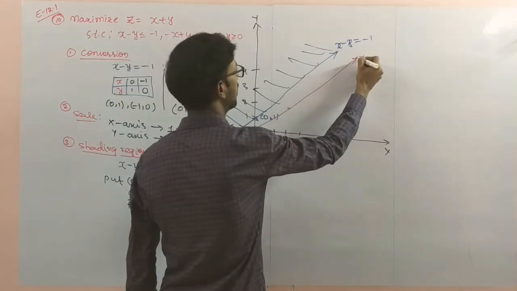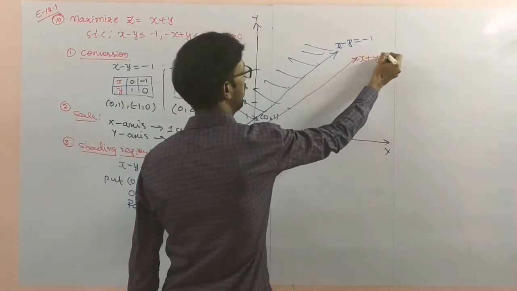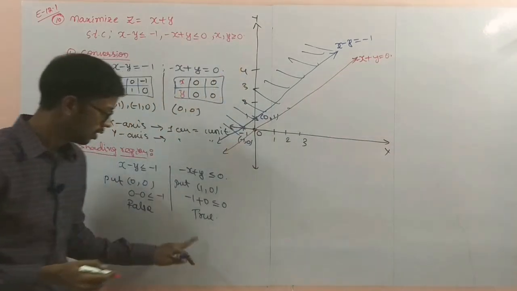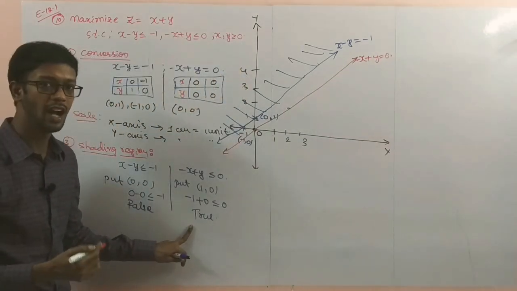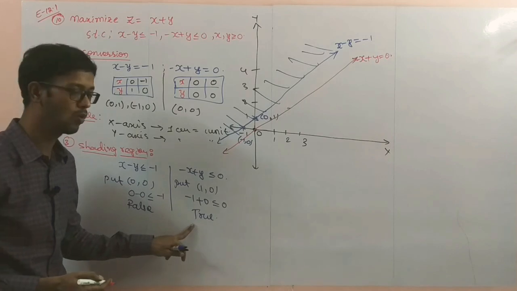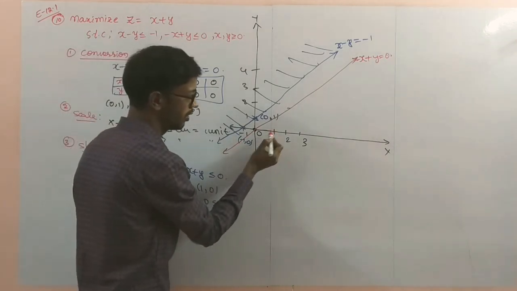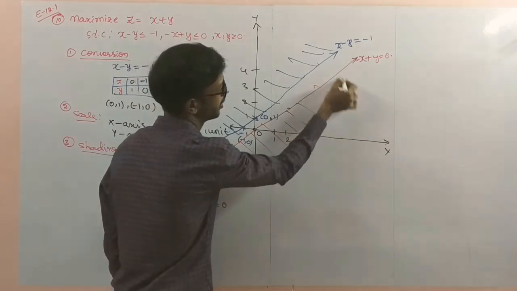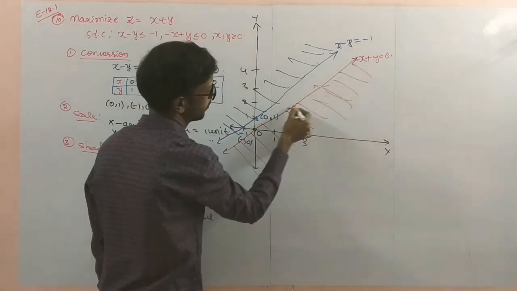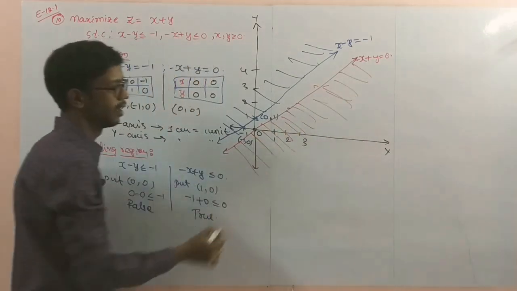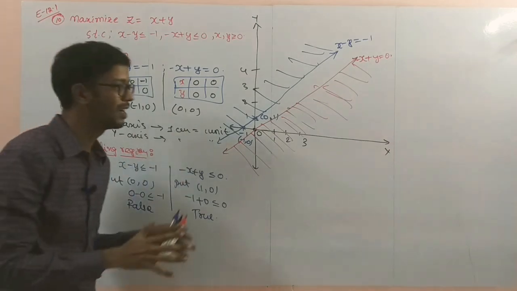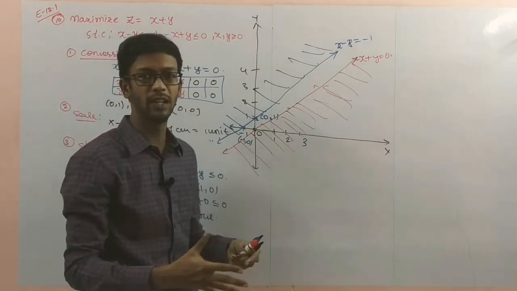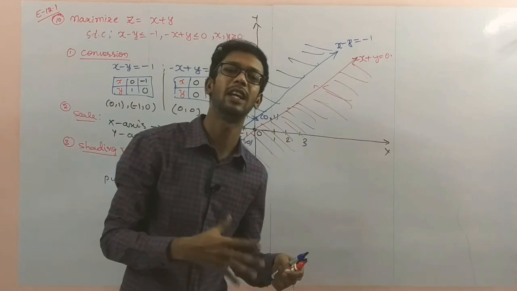This line equation is minus x plus y equal to 0. True statement: 1, 0 if we are substituting, getting true. 1, 0 is here. So including 1, 0 you have to shade the region. What is the common region? Feasible region means the common region bounded by all the constraints.